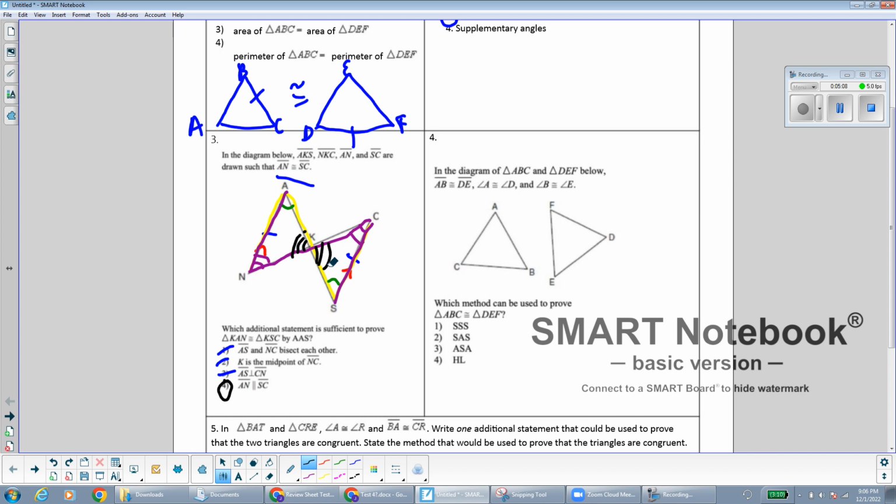Okay, AB is congruent to DE. Angle A is congruent to angle D. And angle B is congruent to angle E. Well, that's ASA.